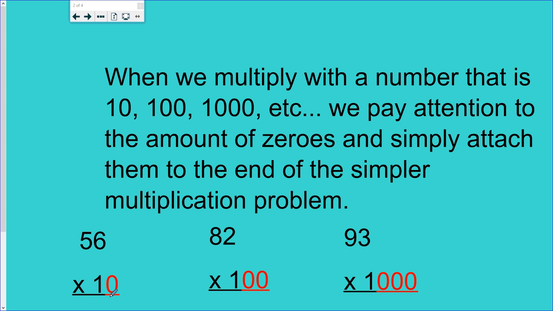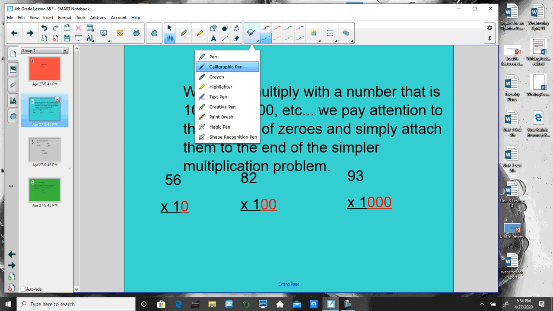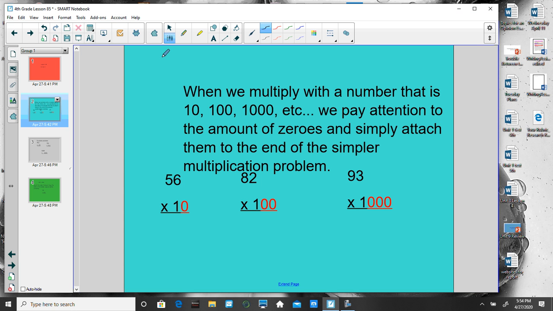So we drop the zero down. I'm going to move these up just a little bit so that we have a little bit more space to see them. Okay, let's move that one over here then. Okay, so we're going to take them and look at how we deal with these zeros at the end.